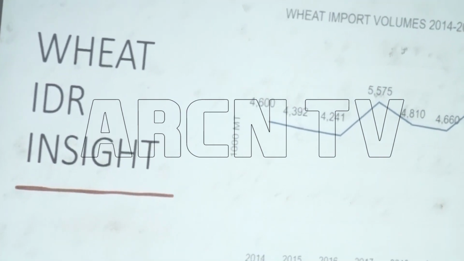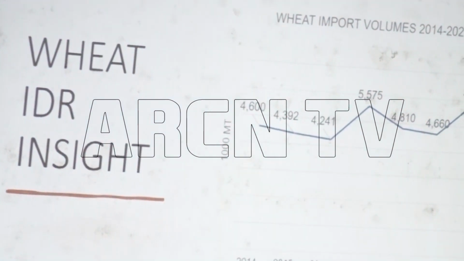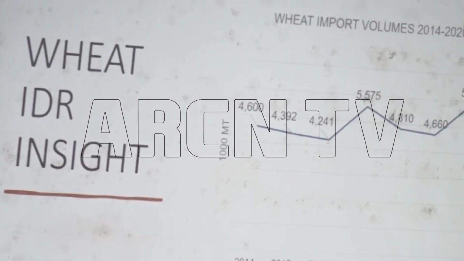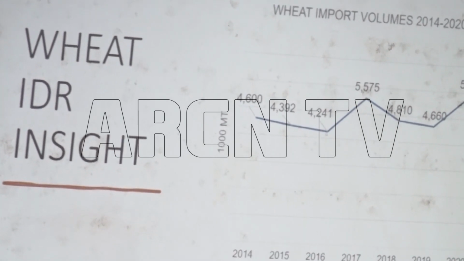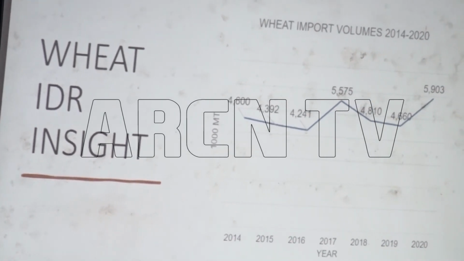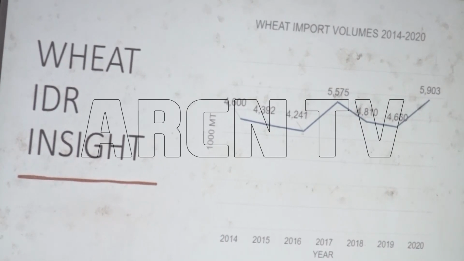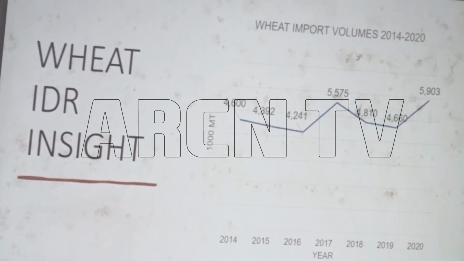And this is the graph. This is just telling us, you can see the volume of what we import. In 2014, 4,600 metric tons. And then look at what we are importing. It's even increasing day by day. We are not making progress in wheat production. And that's where the investor can look and come in and see how we can actually produce the wheat that is needed for industrial use in the country.